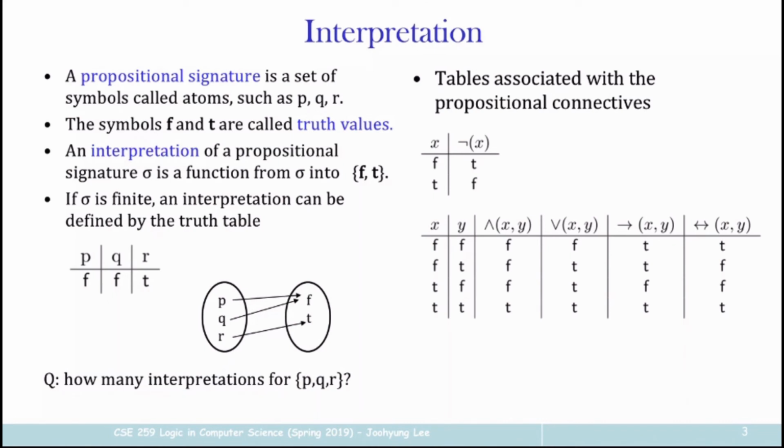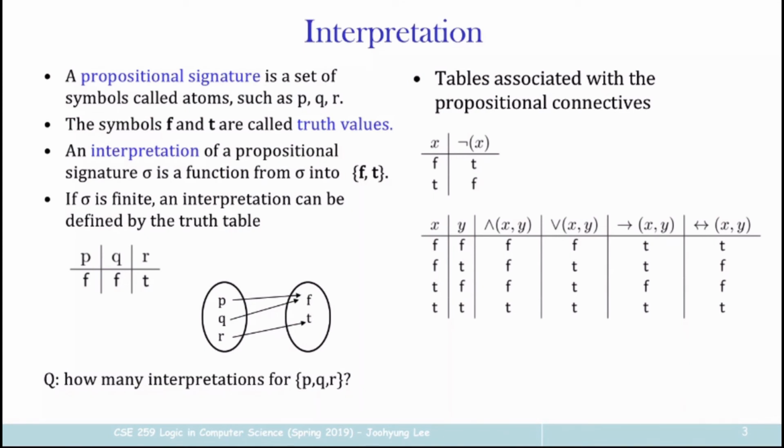Now for the conjunction, disjunction, implication, and equivalence, they also have an associated truth table. And maybe you have seen this table before. If not, don't worry, because this is very intuitive to understand. So if X can be true or false and Y can be true or false, how many interpretations are there? 4, right? So false-false, false-true, true-false, true-true. These are all the possible combinations.